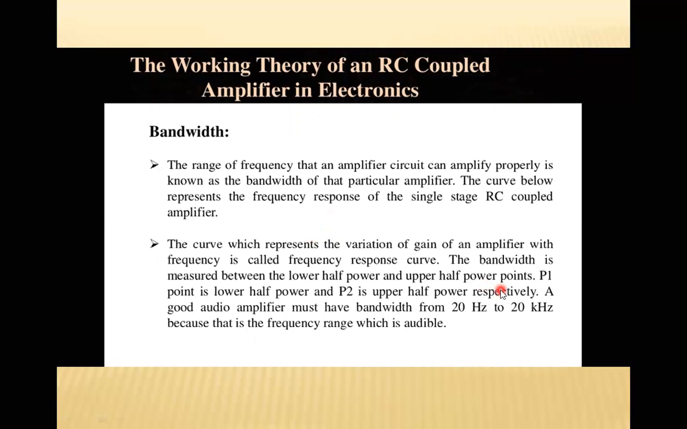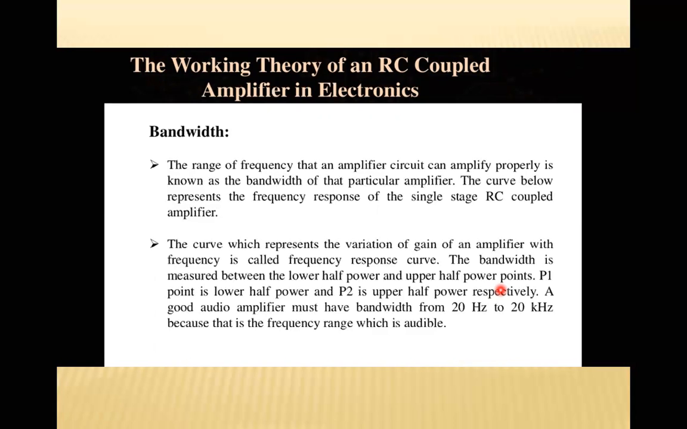Bandwidth, we have studied what the range was. It was from below the range of 50 Hertz to the above range of 20 kilohertz. The voltage was dropping outside, but the mid range between 50 hertz and 20 kilohertz was perfect. The range of frequency that an amplifier circuit can amplify properly is known as the bandwidth of that particular amplifier.